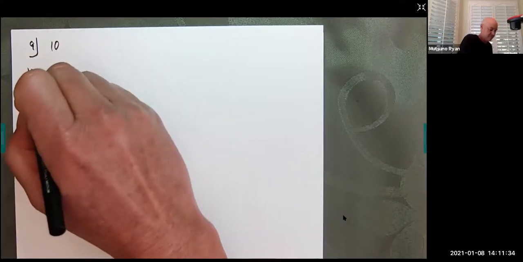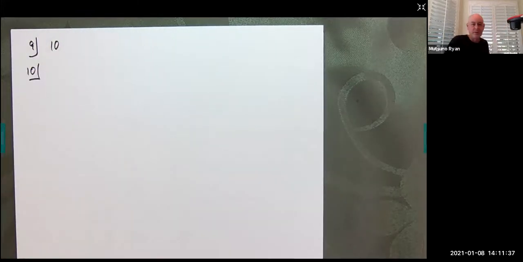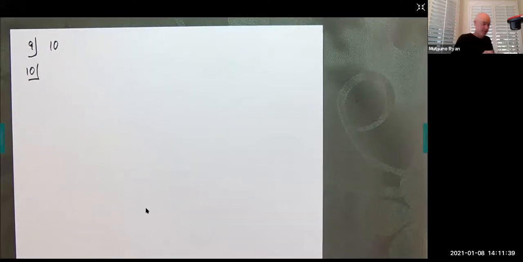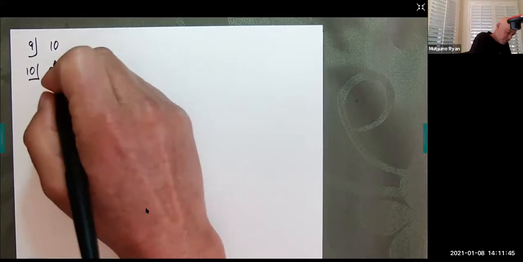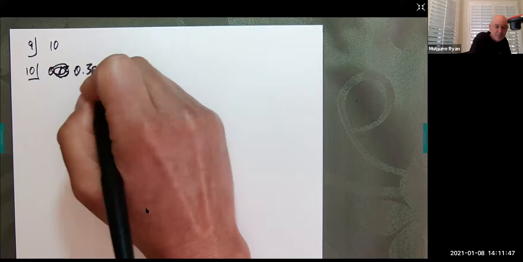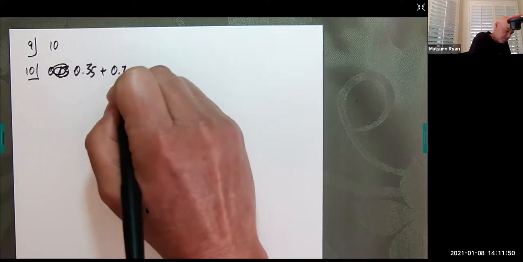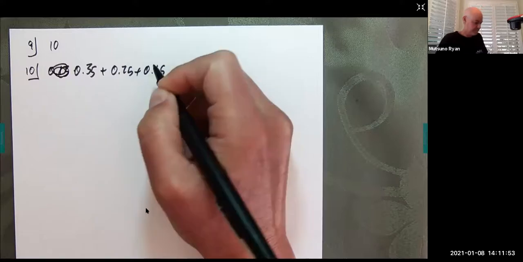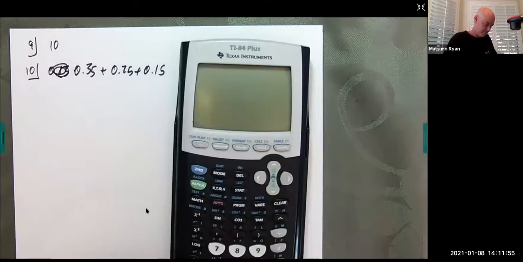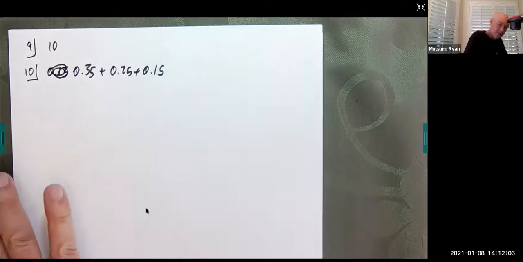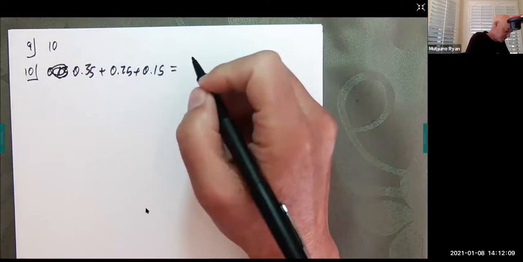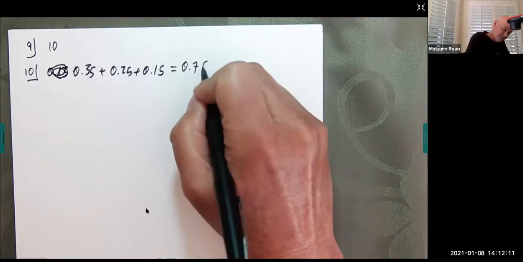For number 10, what I need to do is add up 0.35 plus 0.25 plus 0.15. That's 0.75. So they want to know what percent. This is going to be 0.75, which means the answer is 75%.